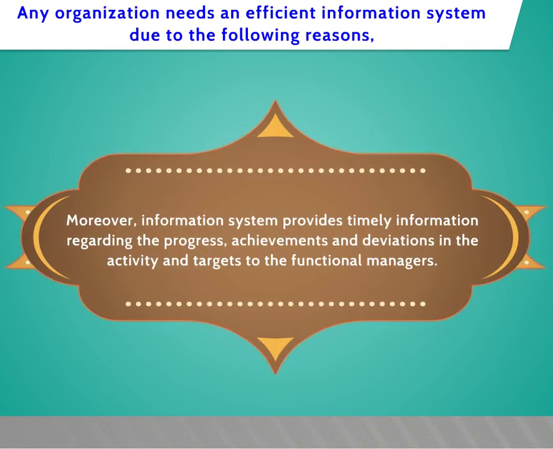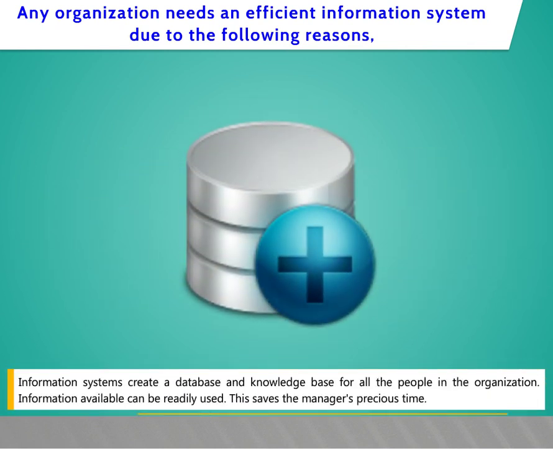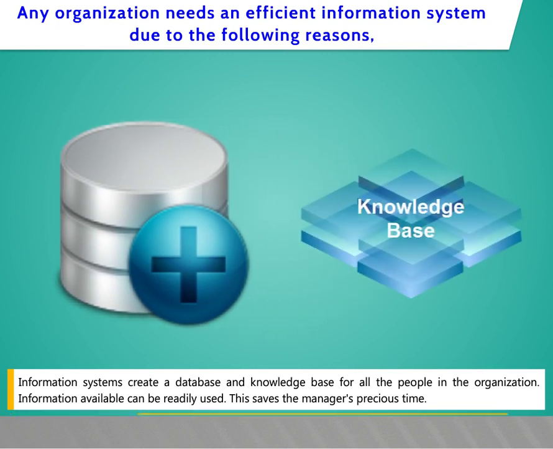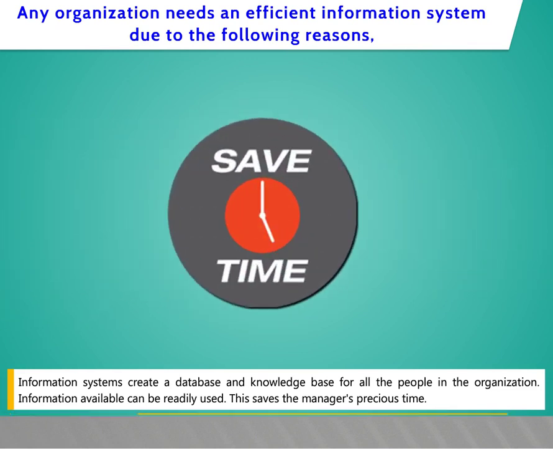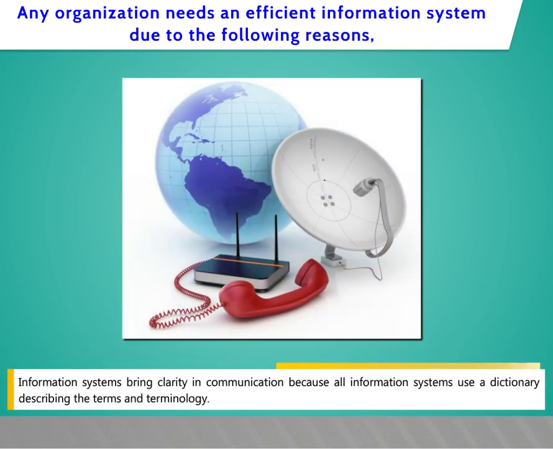Moreover, information system provides timely information regarding the progress, achievements, and deviations in the activity and targets to the functional managers. Information systems create a database and knowledge base for all the people in the organization. Information available can be readily used. This saves the managers precious time. Information systems bring clarity in communication because all information systems use a dictionary describing the terms and terminology.